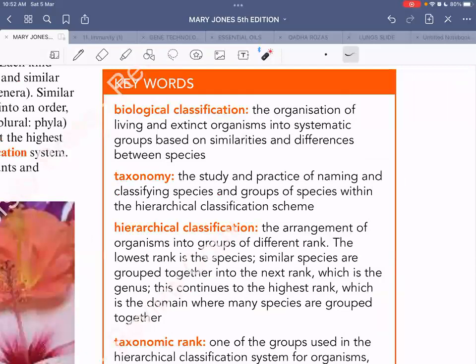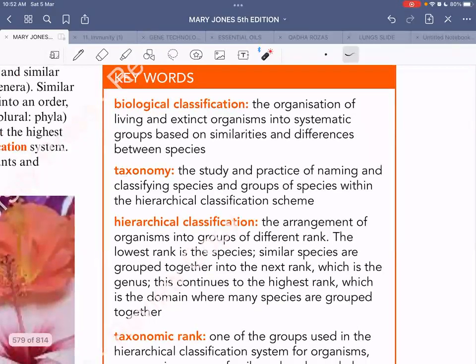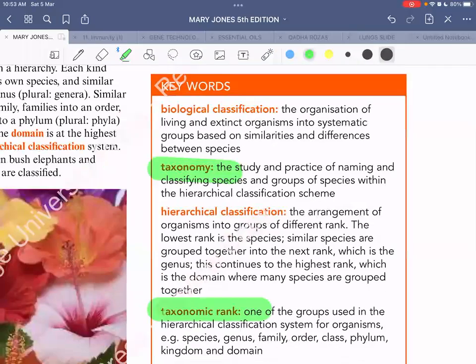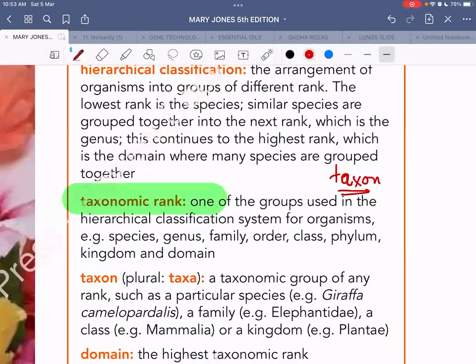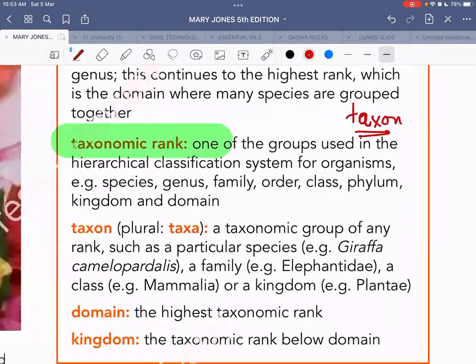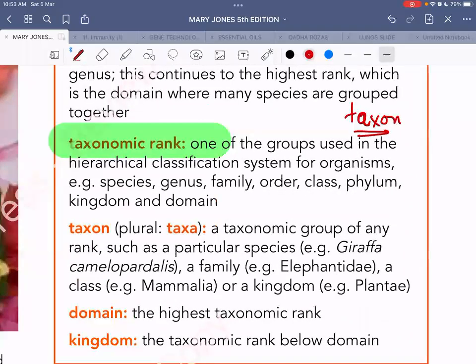It's just simple memorization. हाँ, taxonomy की definition भी पता होनी चाहिए and taxonomical rank, या फिर हम इसको कहते हैं taxon. Taxon की definition भी पता होनी चाहिए, a rank and a taxon दोनों चीजें. सबसे पहले हम देखेंगे what's a taxonomical rank. One of the groups used in the hierarchical classification system for the organisms, यानी कोई सा भी group, species हो गया, genus हो गया, family, order, class, उसको हम कहते हैं taxonomical rank. ठीक है? Taxon क्या है?